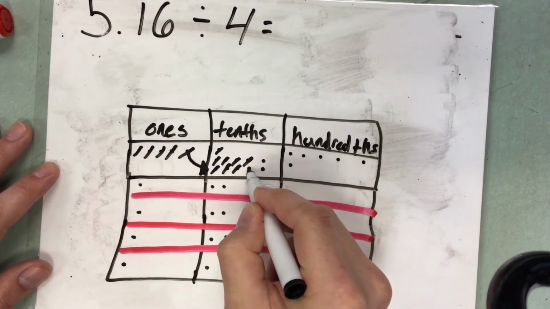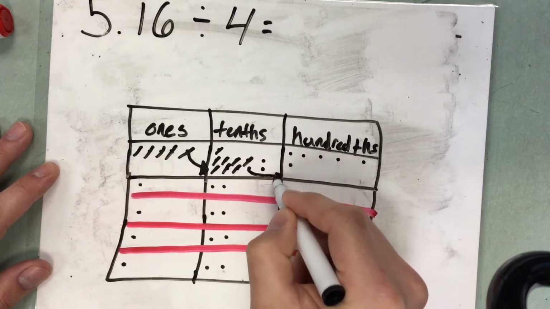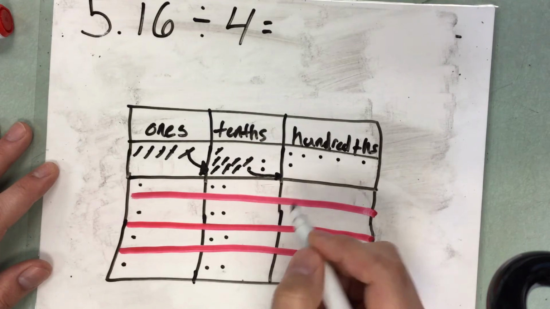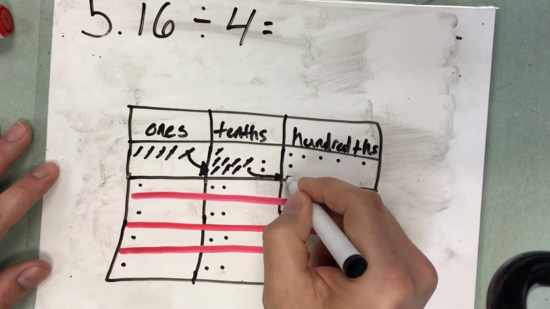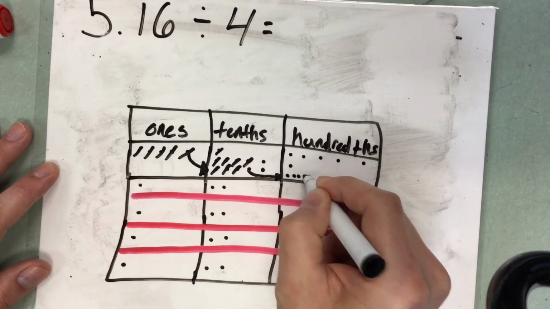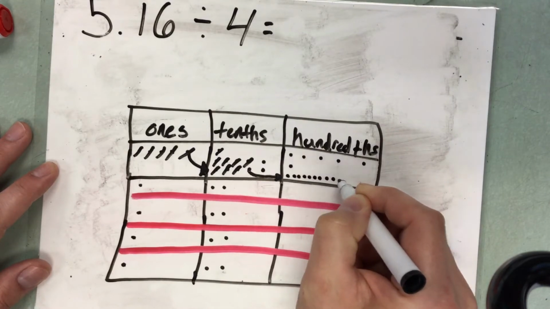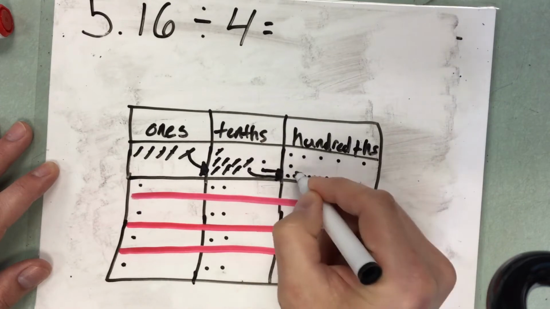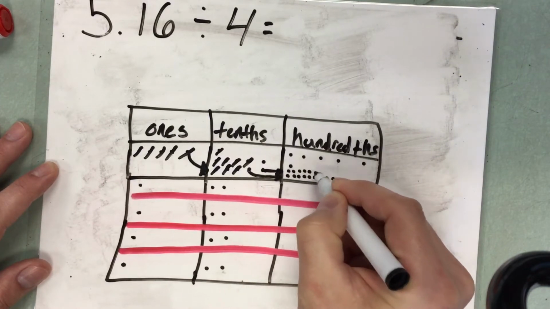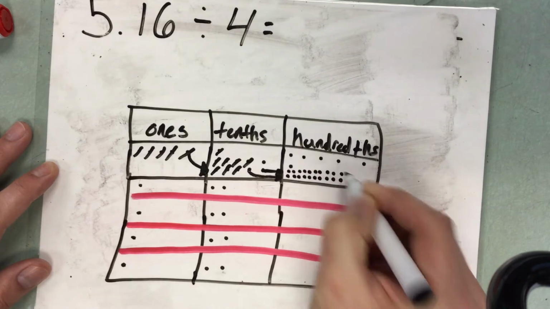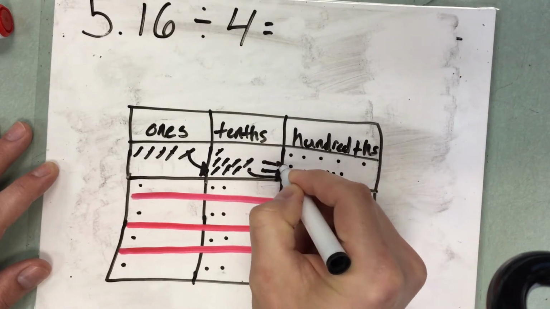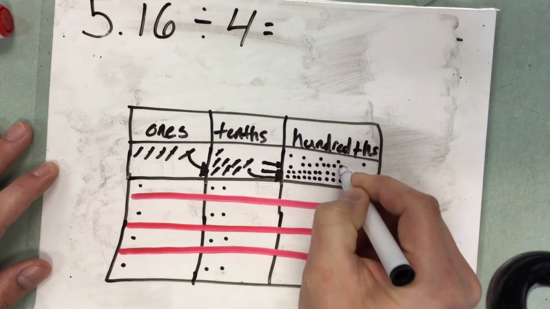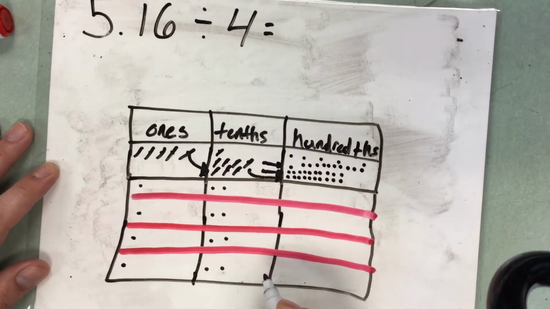So I'm going to take each tenth and I'm going to move it back. When I do, that becomes how many hundredths each time? Each time that's going to create 10 hundredths. 1, 2, 3, 4, 5, 6, 7, 8, 9, 10. I need to do this 2 more times. And 1 more time.